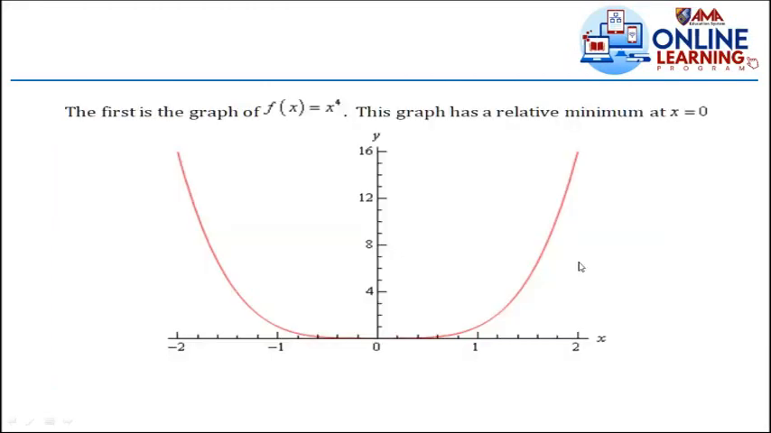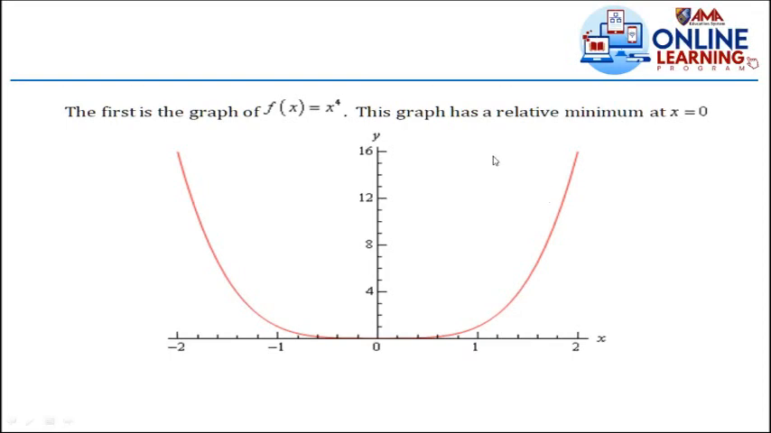So this is now the first graph. The first is the graph of the function f of x equals x to the fourth. This graph has a relative minimum at x equals 0. If we look at our first graph, this is the graph of a fourth degree equation. Because the second degree is the parabola, and it has a nice shape, no? Okay? So here, we have a fourth degree equation, and this is the graph of a fourth degree equation opening upward.